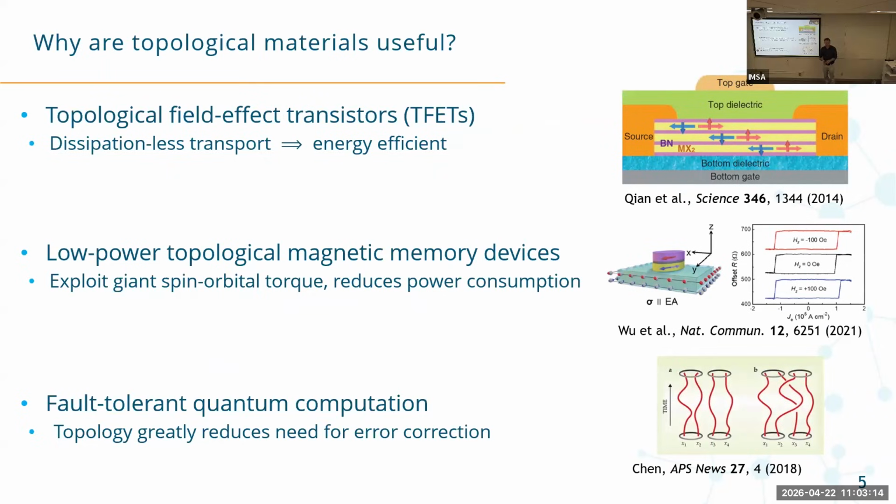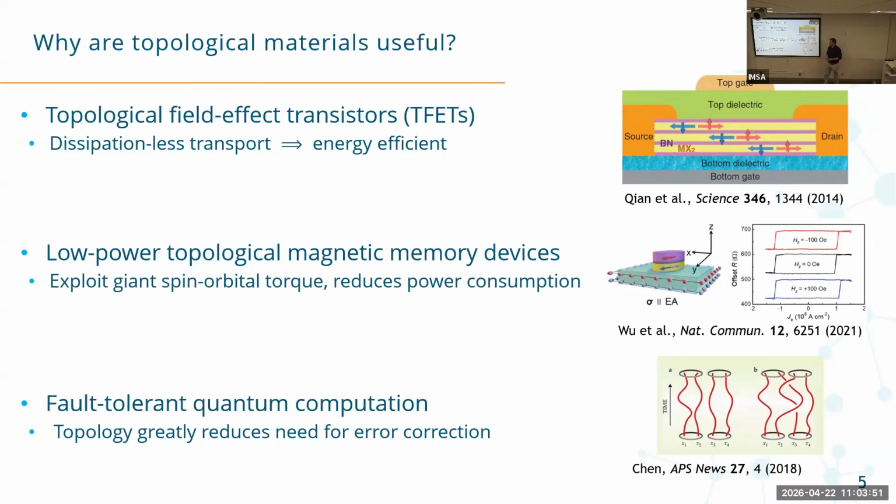I'm a physicist, so I need to justify my stuff in terms of widgets. Why would we want to make a topological widget? There are a few different answers. The first is a topological field effect transistor. These were originally discussed in 2014. The idea is that you use the dissipationless transport, something like a quantum spin Hall effect and its spin edge currents. Because it's dissipationless, it's a more energy efficient system, and so you could potentially build a transistor that is cheaper on your computer's power source.